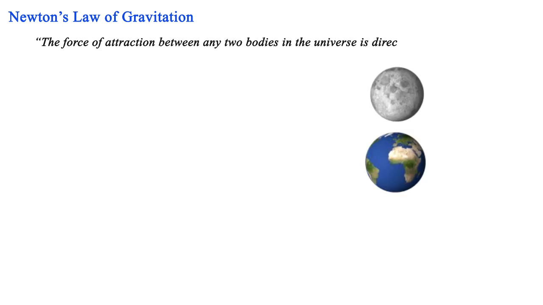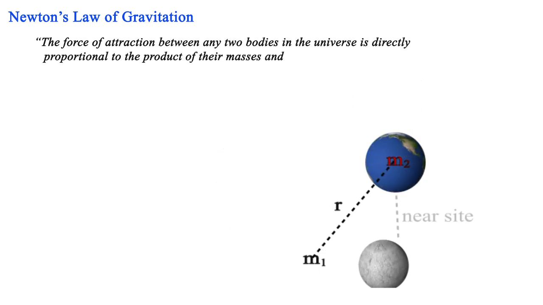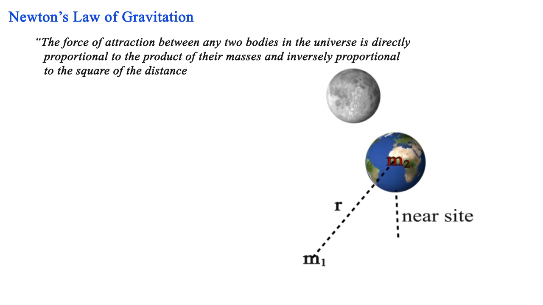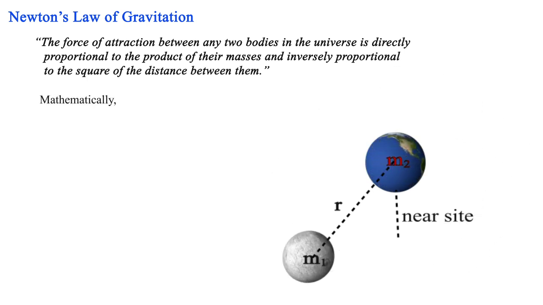Newton's law of gravitation. Shortly after formulating his three laws of motion, Newton postulated a law governing the gravitational attraction between any two particles. The law states that the force of attraction between any two bodies in the universe is directly proportional to the product of their masses and inversely proportional to the square of the distance between them. Mathematically, the attractive force between two bodies is equal to the product of the universal gravitational constant G, the mass of the first body m1 and the mass of the second body m2, divided by the square of the distance between the two bodies.